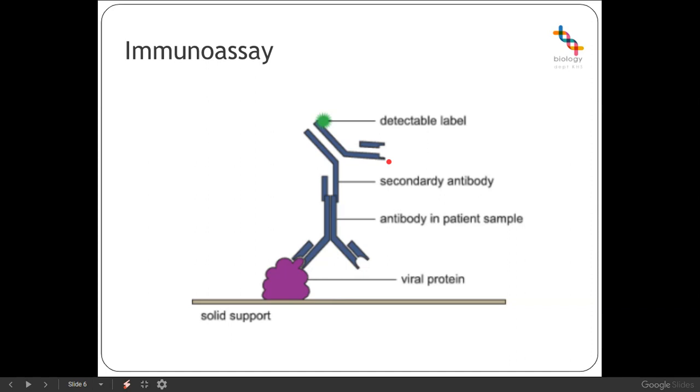Consequently, that's when you would see your enzyme color change, or your fluorescence or your chemiluminescence, and that would tell you that the antibodies are present. If the antibody is not present, then it won't obviously bind to the viral protein, but not only that, it won't bind to the secondary antibody with a detectable label, so that won't show up and you won't be able to see the presence of that. That would indicate that this individual had not come across that virus before and did not have the antibodies already present in their blood.